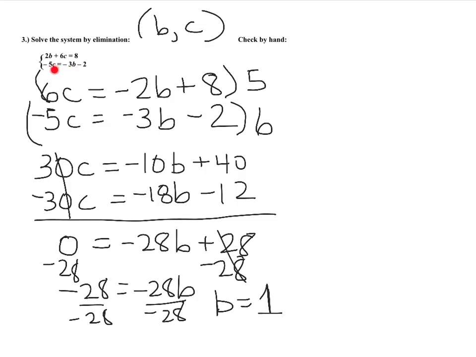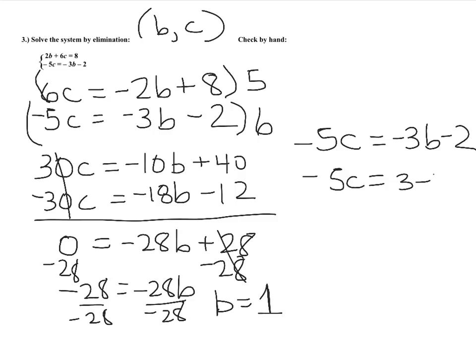I personally think it's going to be easier to put it in the b for the bottom equation. It doesn't matter which one. You can do either one and you'll get the same answer. So I get negative 5c equals negative 3b minus 2. And I'm going to replace the b with 1, so that's just negative 3. So I have negative 5c equals negative 3 minus 2, and negative 3 minus 2 is negative 5.